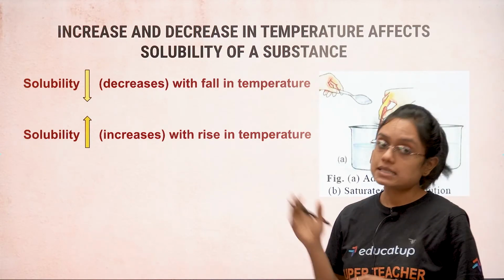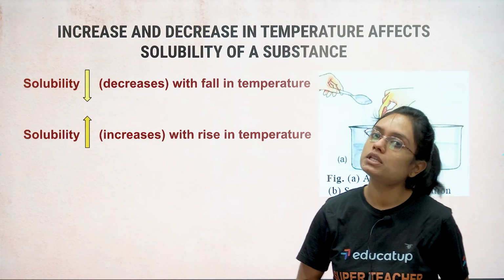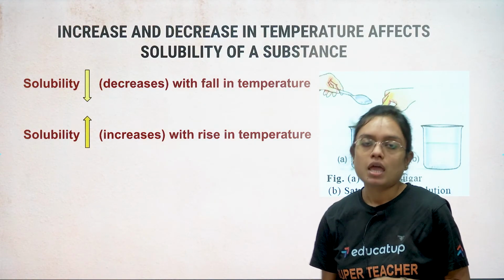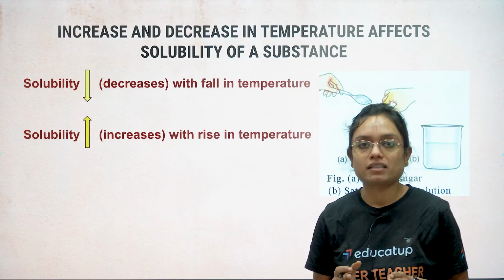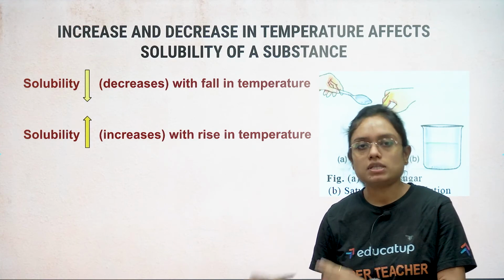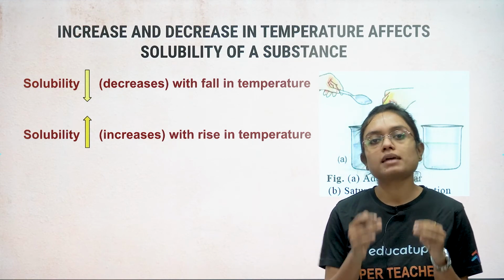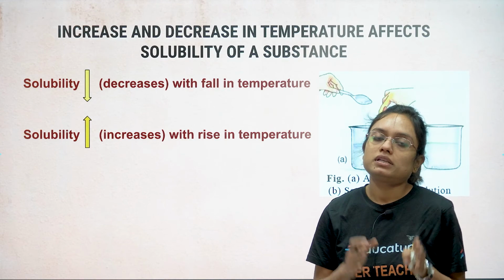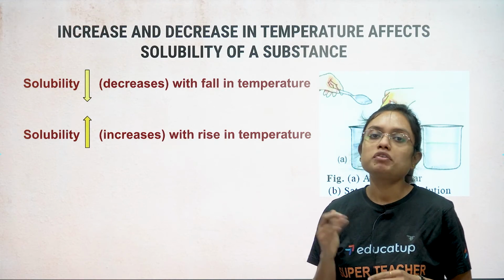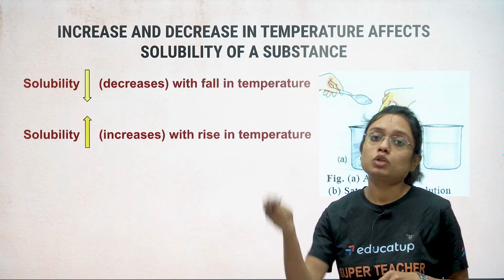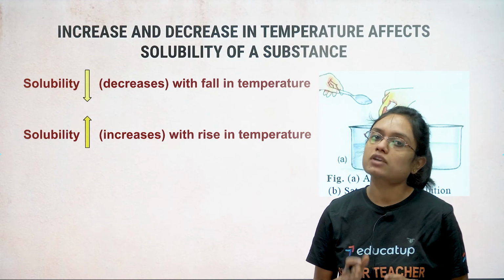Okay, the last topic for this module, increase and decrease in temperature affects solubility of a substance. अगर temperature ज़्यादा है, that means if you are providing heat, the solubility will increase. And if temperature is low, अगर cooling condition है, temperature कम है, then solubility will decrease. The best example is hot milk and cold milk. If you have a glass of hot milk and you pour a spoon of sugar into it, it will dissolve very easily in a fraction of seconds.